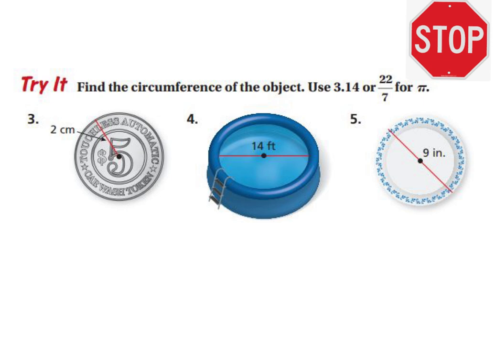So for number 3, it looks like we have the radius. To find circumference with radius, we're going to take pi times 2 times the radius. Pi is 3.14, and our radius is also 2. So we'll go 3.14 times 2 times 2, and that's going to put us at 12.56 centimeters.